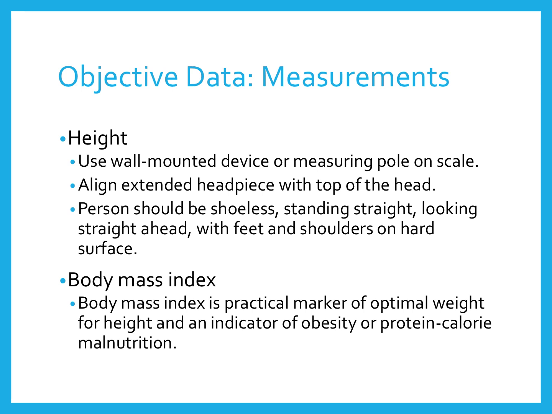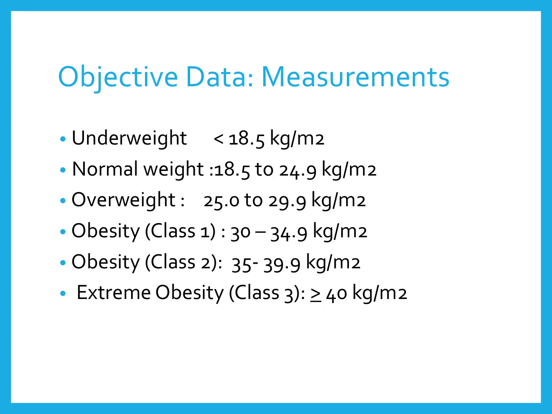The BMI, the body mass index, is a practical marker of optimal weight and height for an indicator of obesity or a protein calorie malnutrition in a general sense of patients who are not extremely athletic, okay? So for the BMI weight chart, underweight would be considered less than 18.5 kilograms. And then obesity begins at a BMI of 30 or higher.